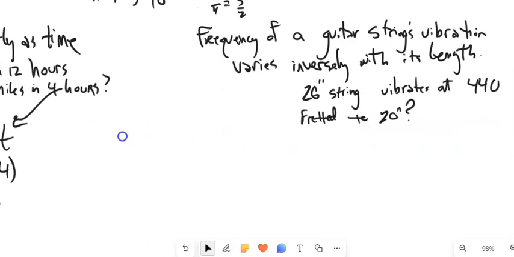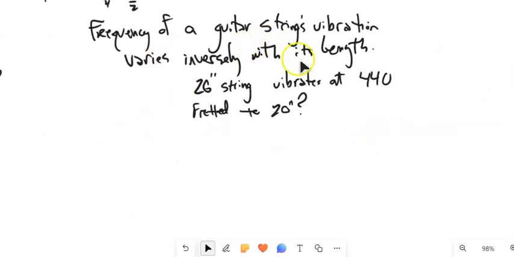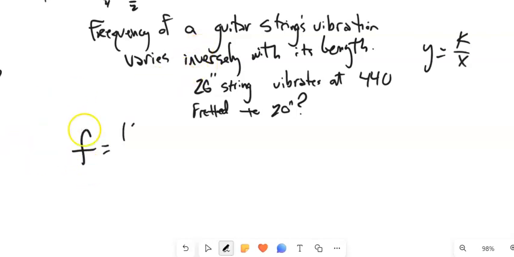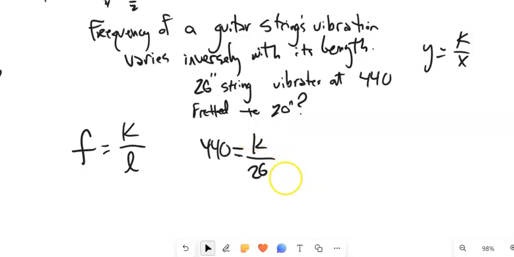All right, let's look at another one. The frequency of a guitar string's vibration varies inversely with its length. Varies inversely with its length. So the frequency varies inversely. Remember, that's this model, y equals k over x. The frequency varies inversely, so k over its length. Okay, so let's see. If we have a 26-inch string, that would be the length. It vibrates at 440, and I've got this setup.